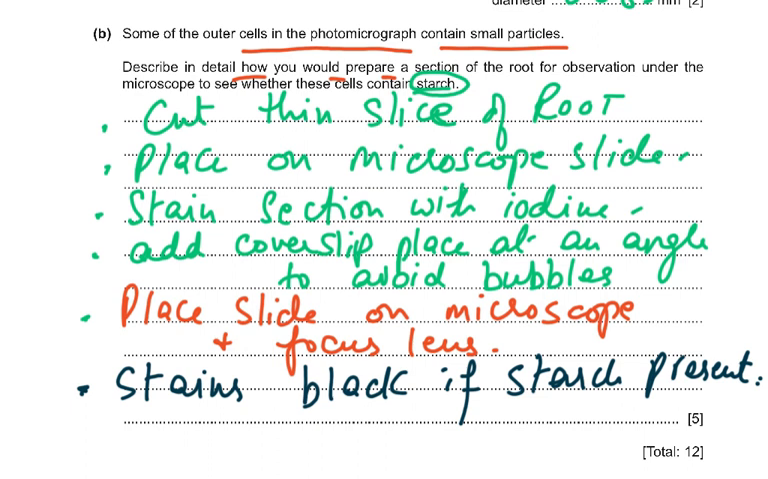You stain the section with iodine, add a cover slip, you place it at an angle so you avoid bubbles. You place the slide on the microscope and focus the lens and put the light on, and it stains black if starch is present. So thin slice, microscope slide, iodine, cover slip. This is for every microscope question, you can write all that, and stains black if starch is present.